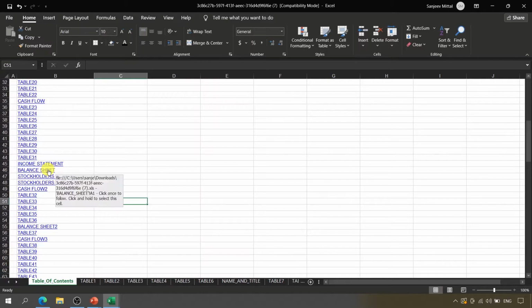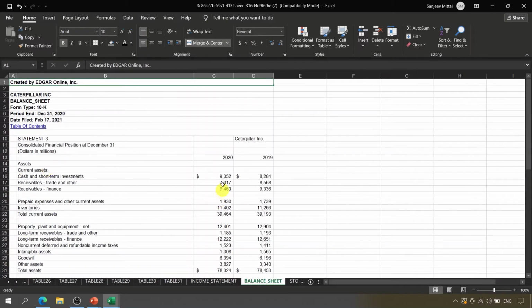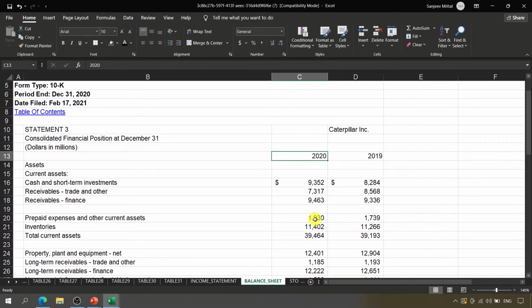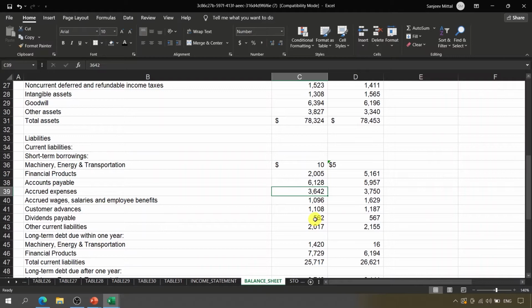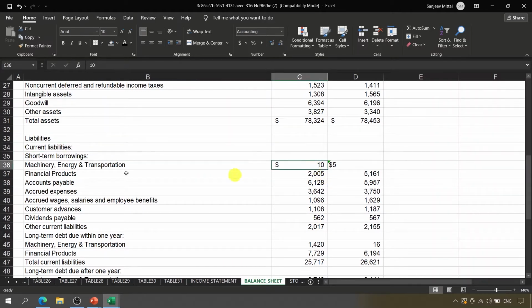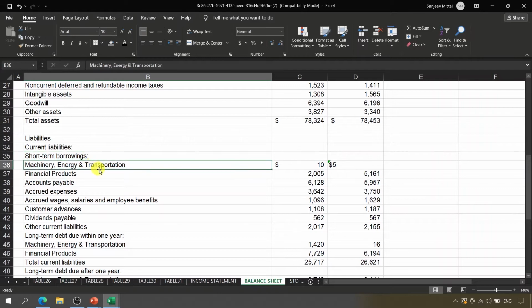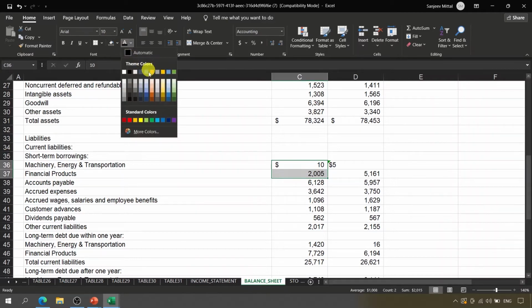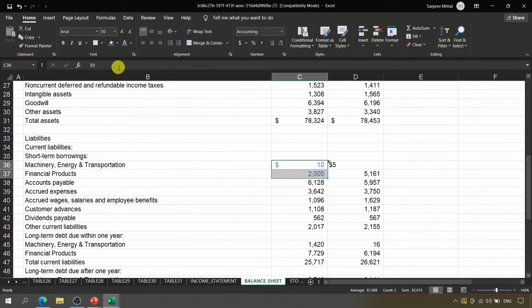So inside the balance sheet, if we go, this is the balance sheet. Let me increase the size of the balance sheet. And when we increase the size of the balance sheet, you can simply see that assets and liabilities are written. Now, inside the liabilities, we can simply see that the short-term borrowings about the machinery and financial product is given. So these are two items about our short-term borrowing. So I'm highlighting those two numbers.